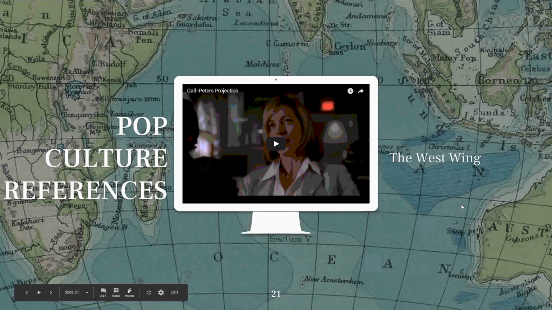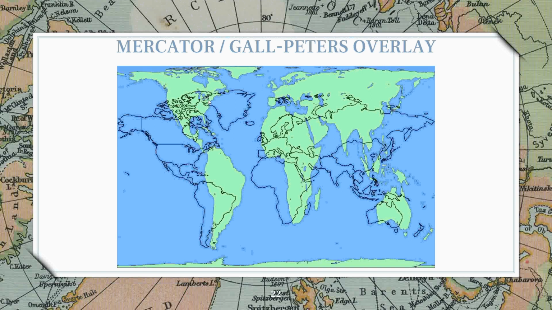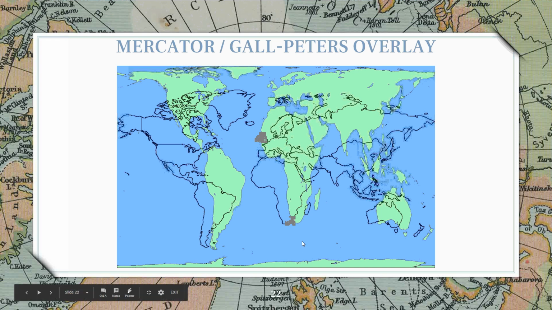All right, here we go. We're not going to watch that. This is a projection or an overlay of the two types of maps. You can see the differences. That's Africa in the Mercator. That's Africa in the Gall-Peters. So the shape is off. The size is different. This is the same Earth we know.